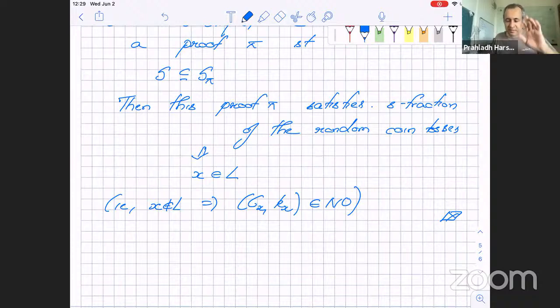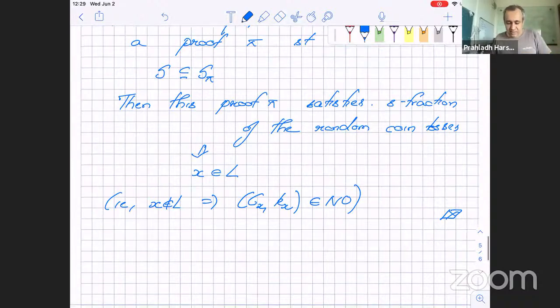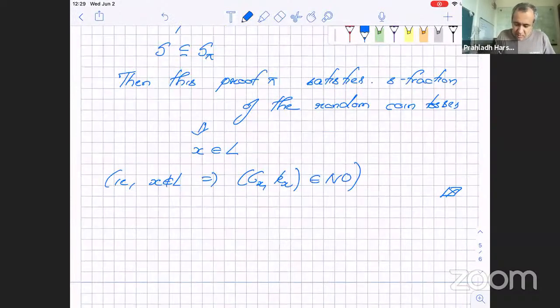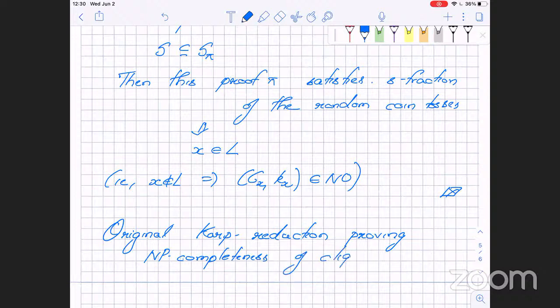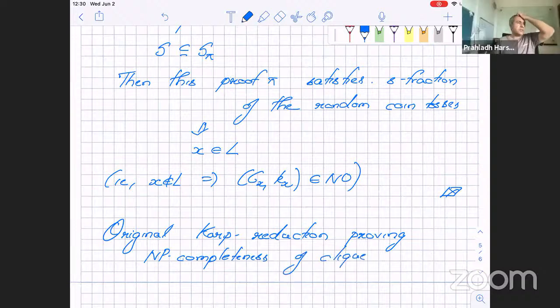Are we good so far? This is exactly the same reduction as before. Observing this, it is just exactly the original reduction proving NP completeness. So K_x is always C times 2 power R. And if it's perfect completeness, it's always 2 power R because C is 1.